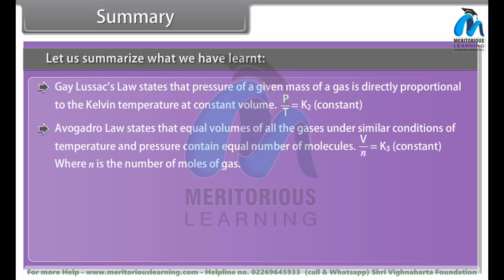Avogadro's law states that equal volumes of all gases under similar conditions of temperature and pressure contain equal number of molecules. V by N is equal to K3, constant, where N is the number of moles of gas. Ideal gas equation is given as PV is equal to nRT, where R is the universal gas constant.